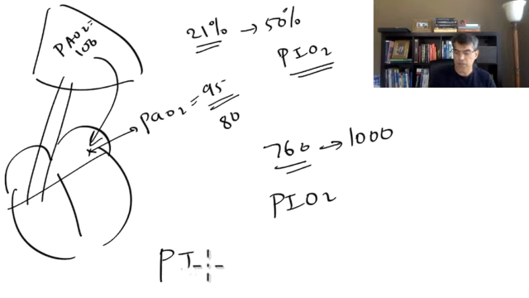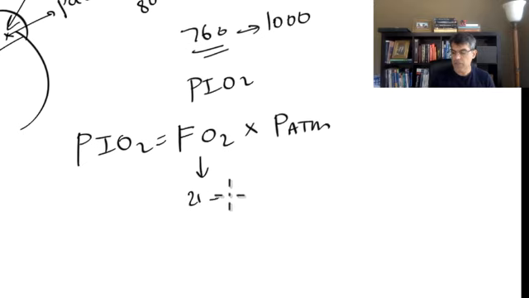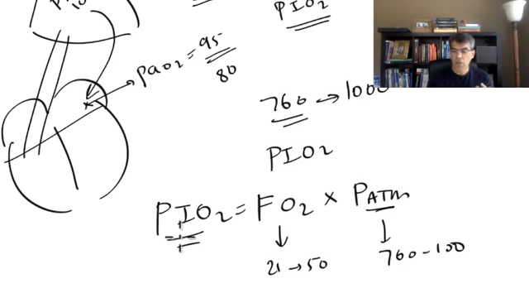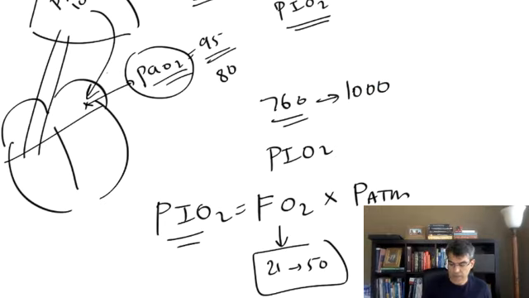Because after all, remember, PiO2 is equal to the fraction of oxygen times atmospheric pressure. If I increase the fraction of oxygen from 21% to 50%, my PiO2 is going to go up. If I increase my atmospheric pressure from 760 to 1,000, my PiO2 is going to go up. So if I want to increase the pressure of the oxygen inside the artery, either I have to increase the percentage, or I have to increase the pressure, or I can do both. That is going to help this patient to increase the oxygen inside the blood. So knowing that, let's take a look at this example.